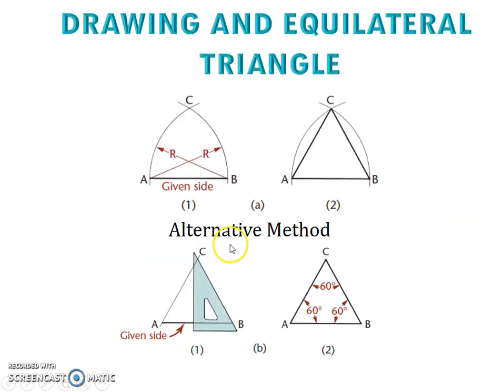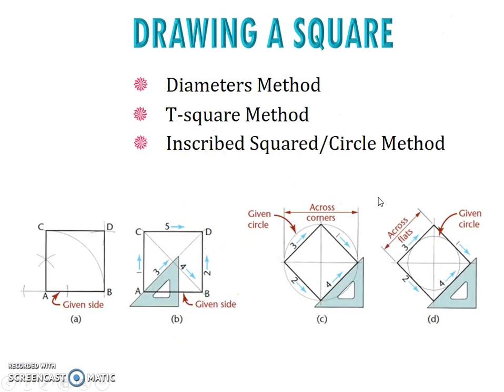Another way to construct the triangle is by using the 30-60 triangle. Using the triangle, you just extend the line like this, and then you'll get the point, so you'll get the triangle. It's very easy. Now we go for drawing a square.